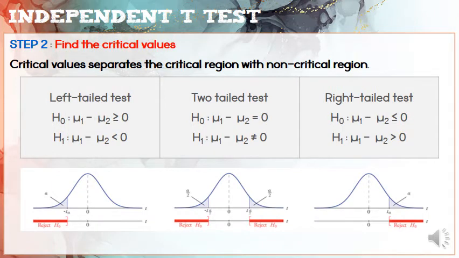Next, you find the critical values. So, critical value separates the critical region with non-critical region. And saya dah pernah tunjuk juga this diagram before this. So, sama sahaja.